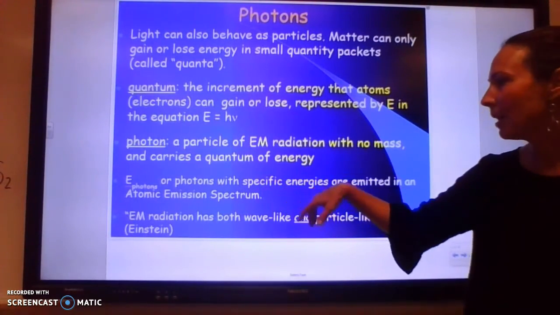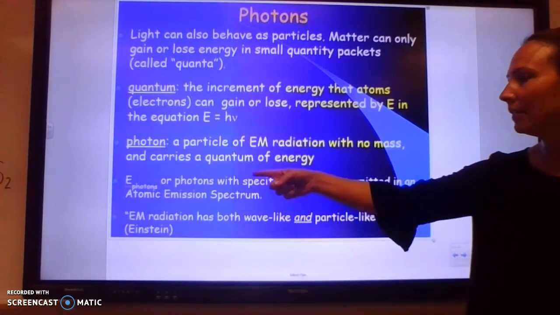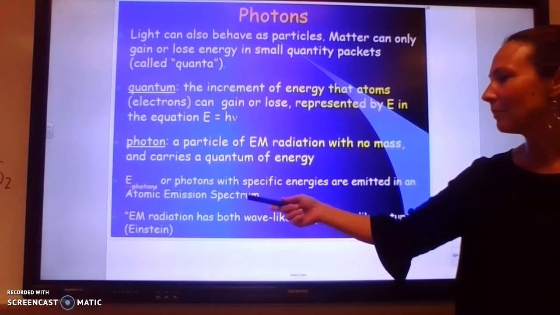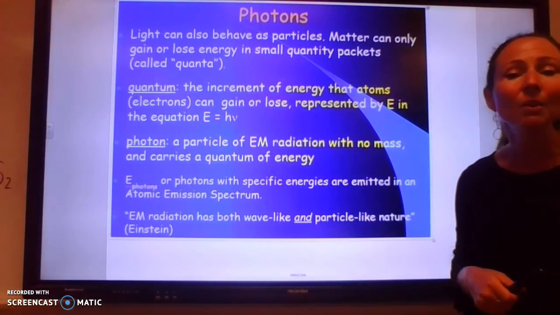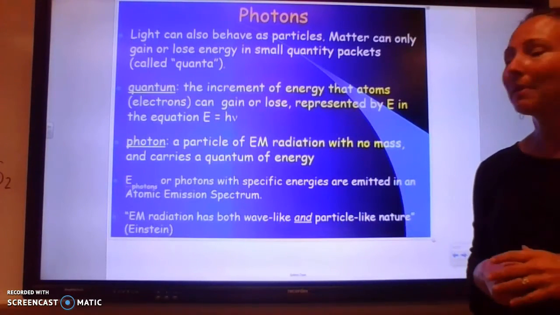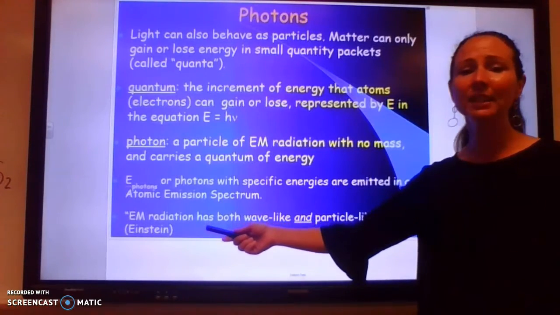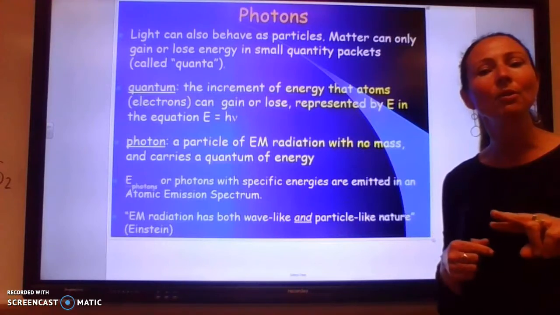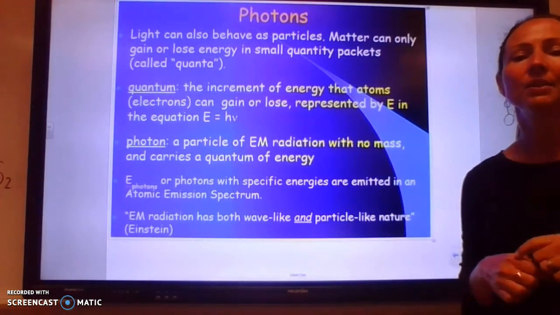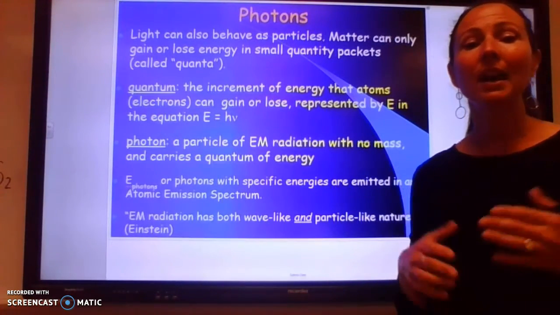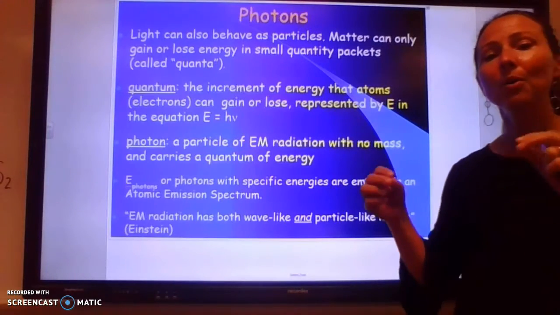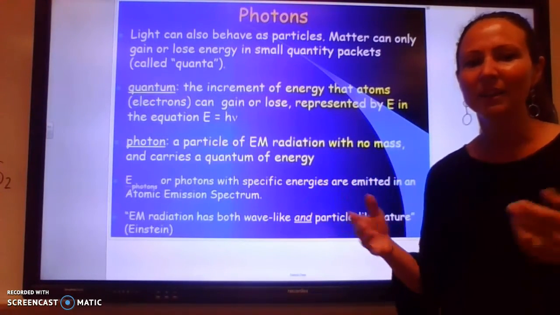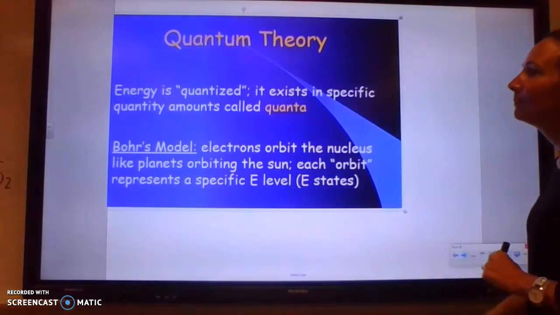Okay, so then we also have these photons. The energy of a photon is going to be giving the atomic emission spectrum. And I also wanted to let you know that Einstein, brilliant man, he actually said that electromagnetic radiation has both wave and particle-like nature. He is the person credited with having discovered the particle-wave duality nature of light. So that's just basically saying electrons can behave as either way.